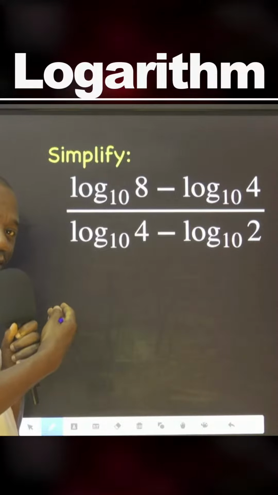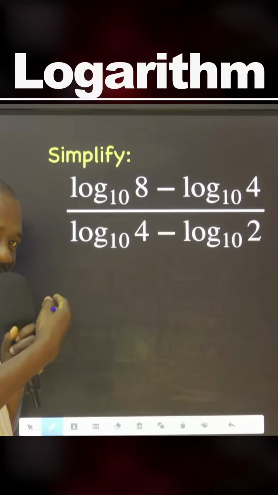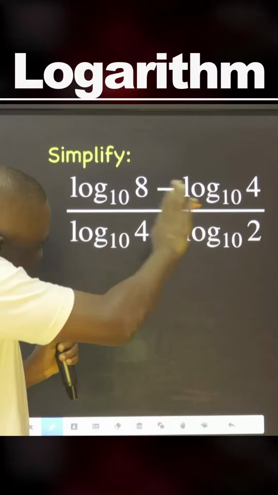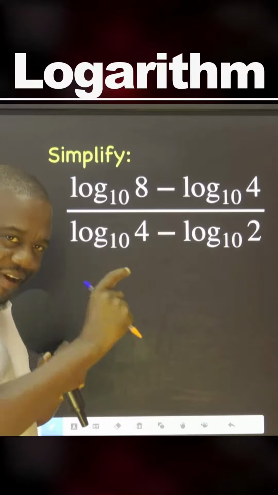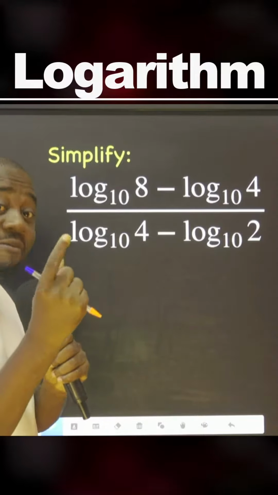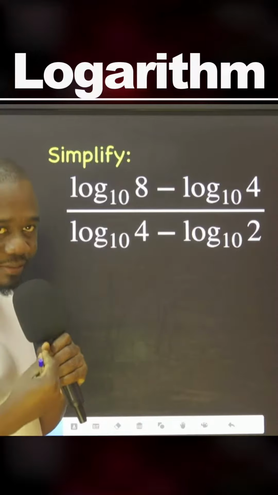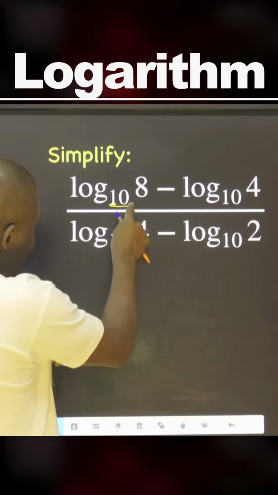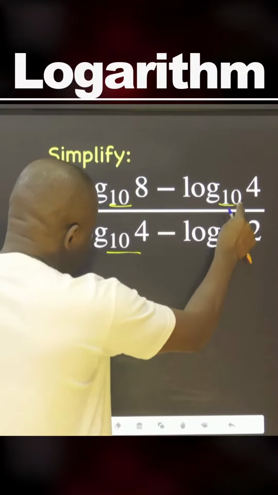Look at this. We are asked to simplify this. The first thing I look out for is, are the bases all the same? Because if I see similar bases, that informs me that these are family, same group. Luckily, there's 10 here, there's 10 here, there's 10 here, there's 10 here.